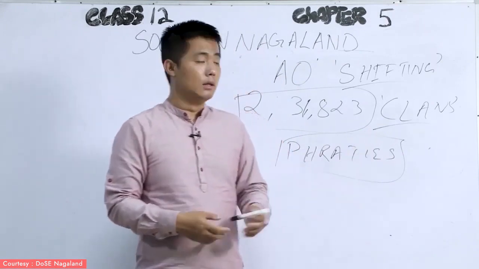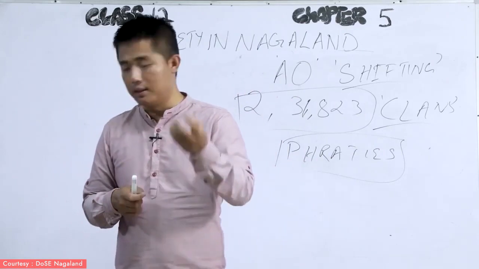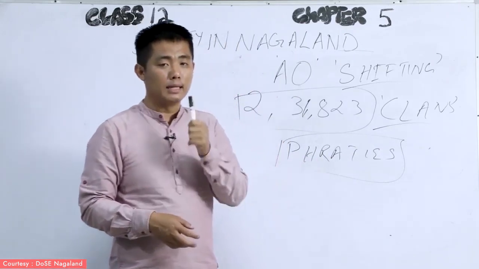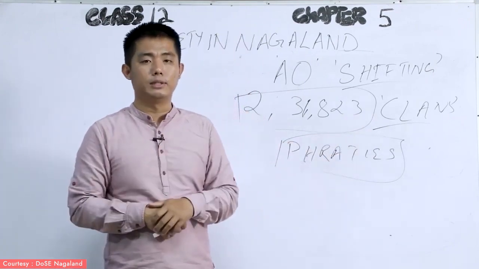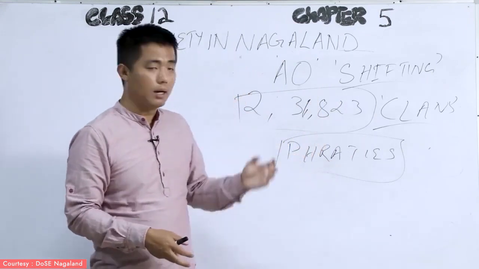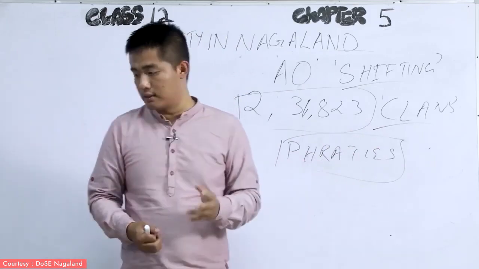The clans, two or three clans, they believe that they have descended from the same ancestor. So clans also are from the same family tree. That is what they believe in. So in that way, the Aos are subdivided depending on the clans and also their phratries.